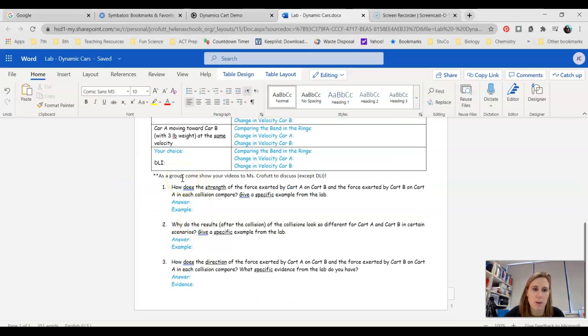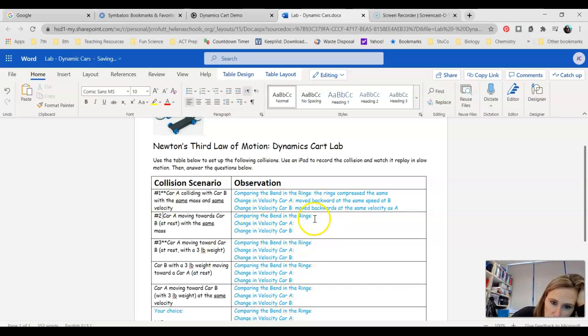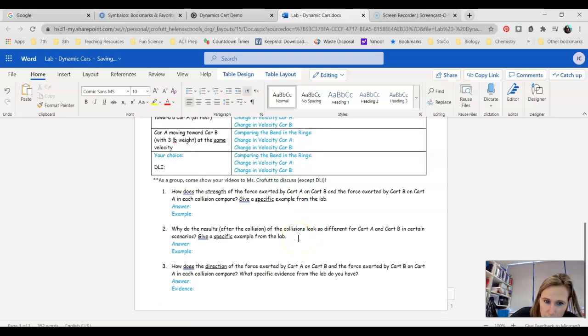Again, you could add more weight, you could change velocities, stuff like that, but go ahead, type out what you would do if you were doing this in person and make your prediction right there, and then answer these questions. How does the strength of the force exerted by cart A on cart B and the force exerted by cart B on cart A in each collision compare? So no matter what collision, how do those 2 forces that they're putting on each other compare? And then give a specific example from lab. What that means is you're going to look back at your data and say, on number 2, this is what I saw happening. Give me your data from that. Explain it a little bit better using data.